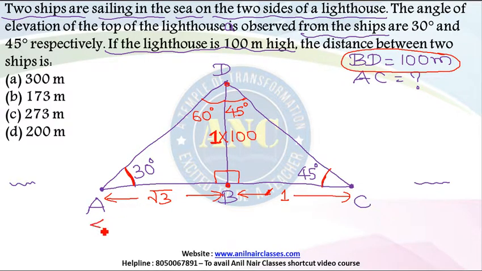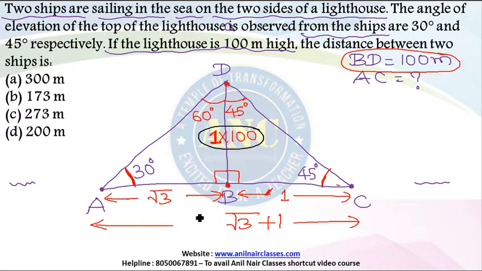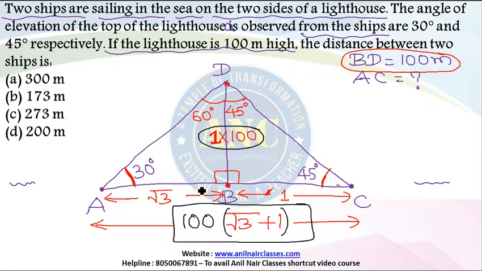Similarly, according to my assumption, AC value is from here to here root 3, from here to here 1. According to my assumption, AC is root 3 plus 1. If this value is multiplied by 100, this also should be multiplied by 100. Answer is 100 into root 3 plus 1. This should be the answer.